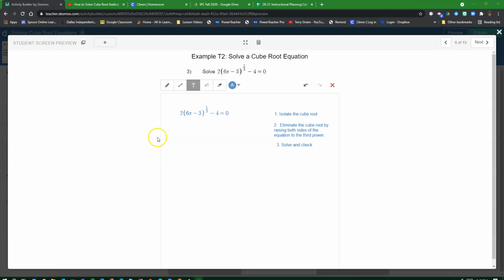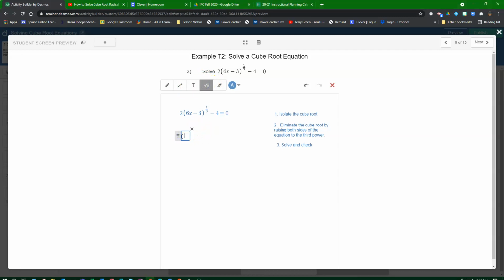A lot of times we refer to the cube root, which can be a radical with an index of 3, or something raised to the 1/3 power. Both of those we can call the cube root. So let's begin by isolating the cube root on one side by adding 4 to both sides. So let's do that.